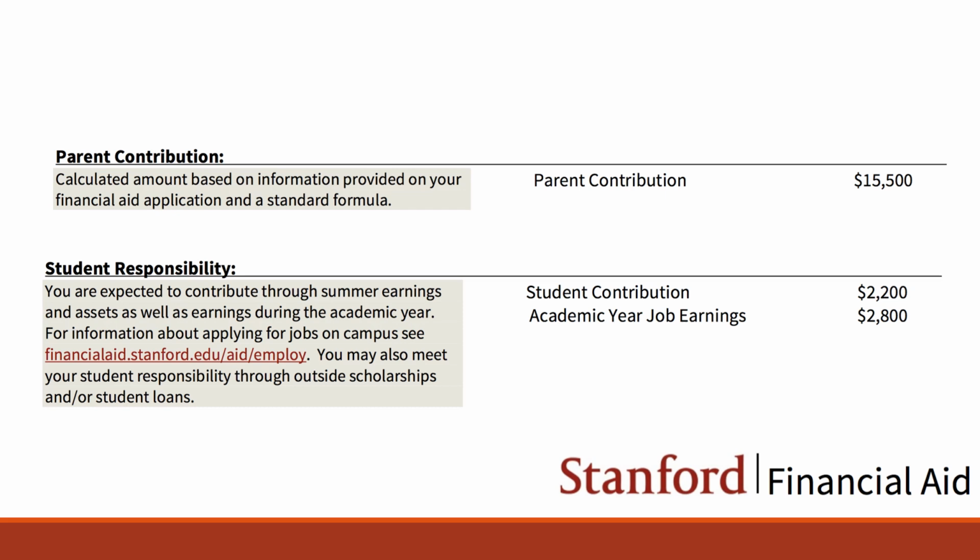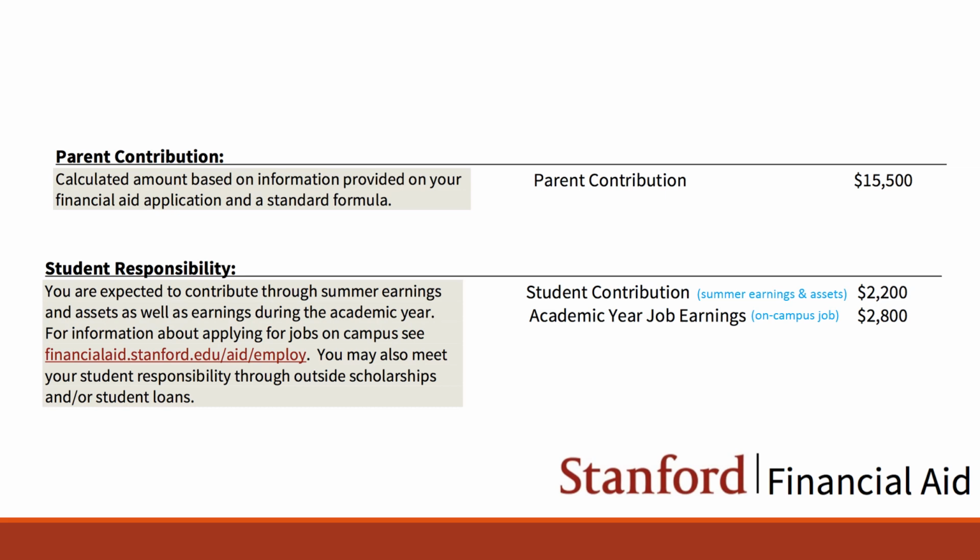The student responsibility is expected to come from summer earnings and assets as well as an on-campus job during the academic year. These are suggestions for covering the student responsibility. However, the student responsibility can also be met with loans or covered by outside scholarship. If you're able to save more from your summer earnings and want to work less during the academic year, that's up to you. However, if you're not contributing the total amount for student responsibility that's shown on your award letter, in some way you'll likely run short of funds at some point during the academic year.